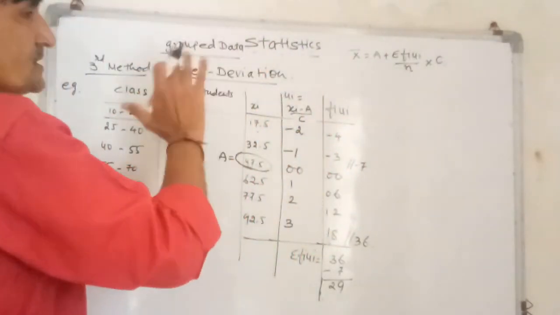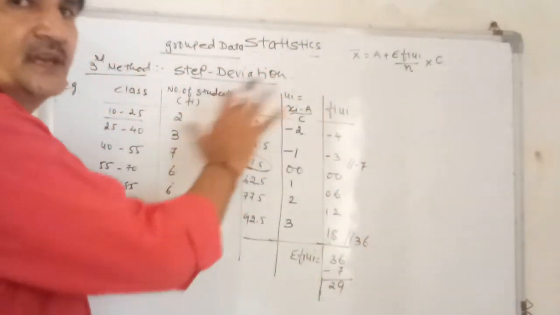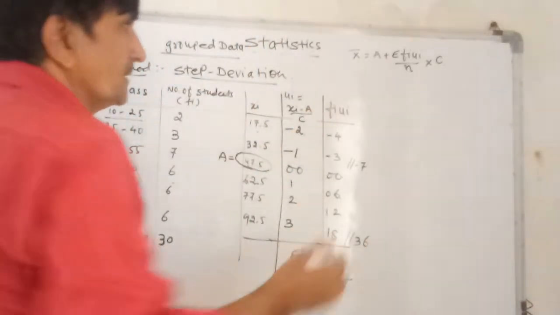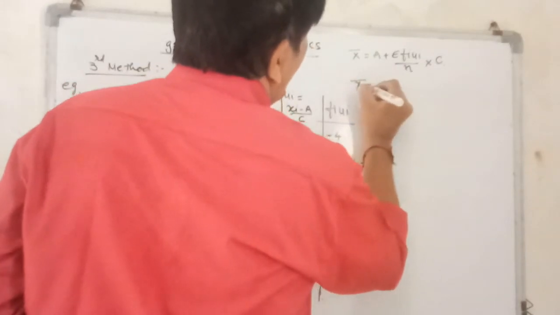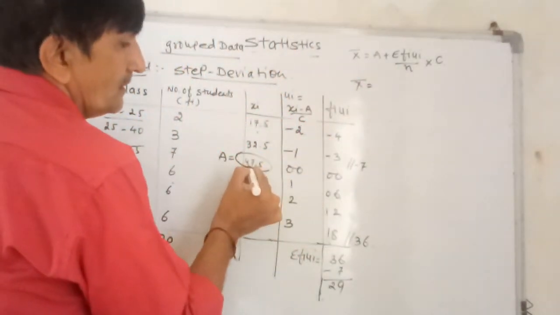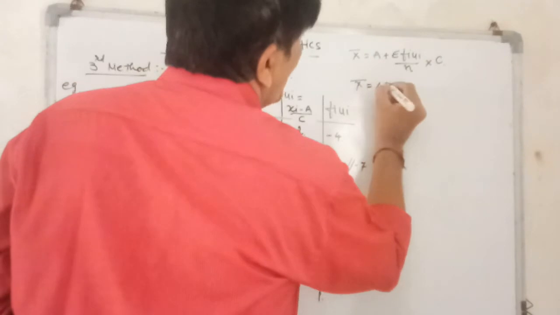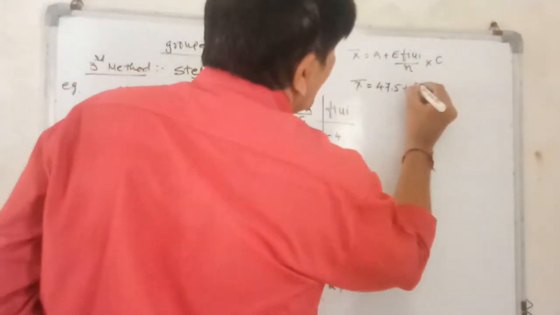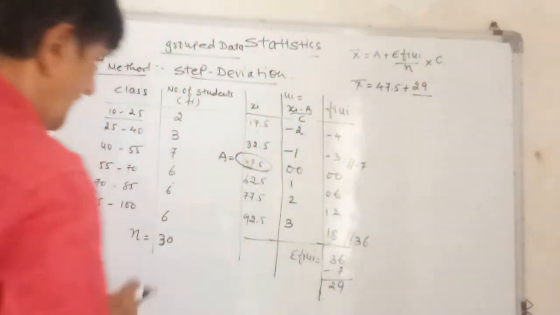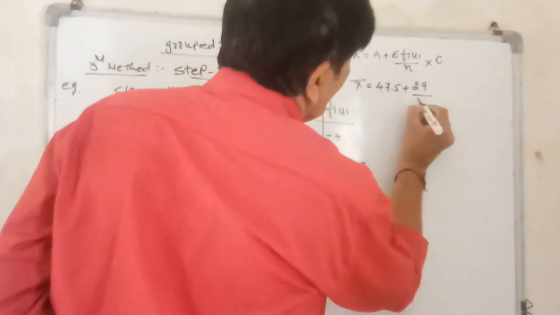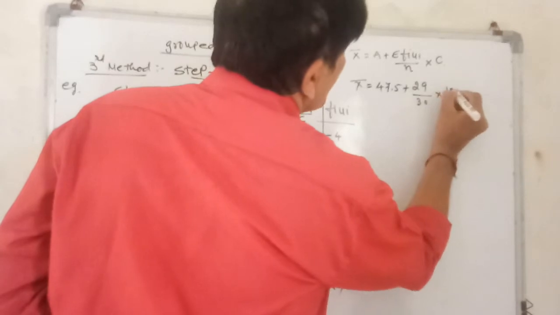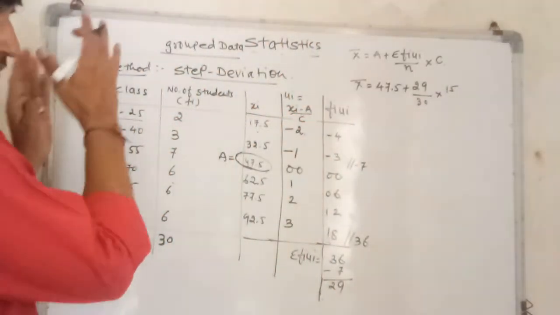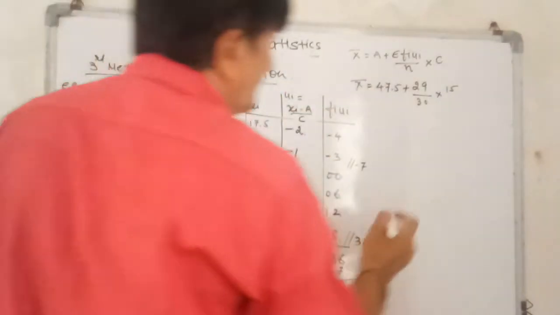Assumed mean or step deviation, here the calculation becomes simpler. So that way we can say this method is important. So just replace: x bar is equal to A, A means 47.5, plus sigma FiUi, it is 29, upon N is equal to 30, and your C is what? 15, the class length. 25 minus 10, 40 minus 25, whatever you calculate, it will remain 15 only.